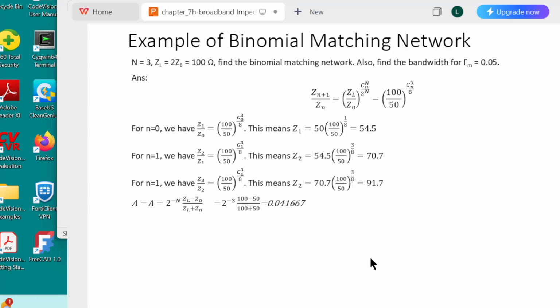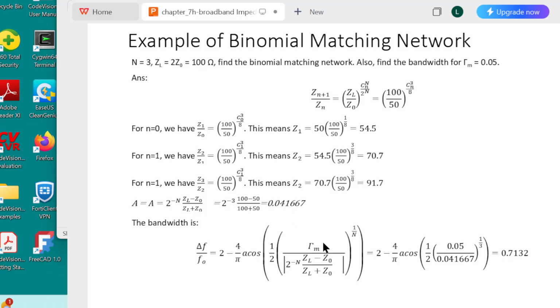So altogether, you have a quarter wave transformer, a binomial matching network with three stages. The first impedance is 54, the second one is 70.7, and the final one is 31.9. The value of A, let's do some calculation, is 0.04. And if you do this, you will find out the fractional bandwidth is huge, 0.71.